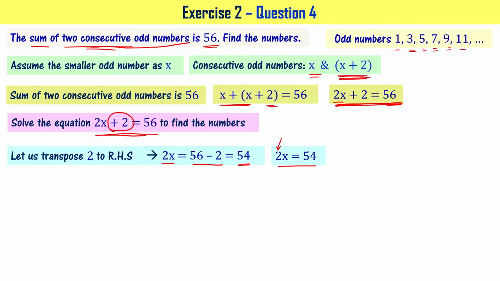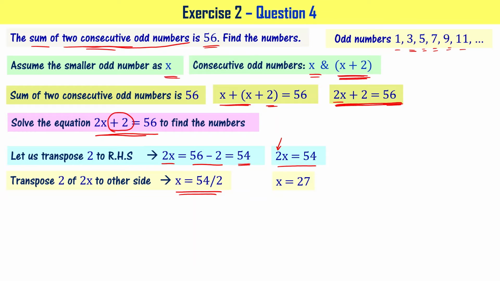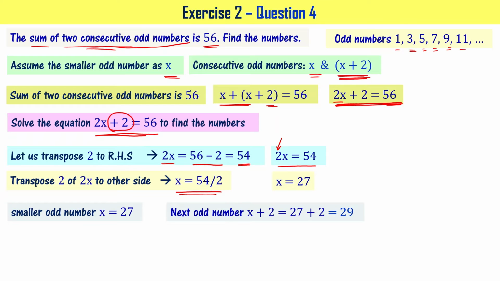Now look at this. 2 is multiplying x. Let me transpose this 2 to the other side. When you do that, the equation becomes x equal to 54 by 2, right? It means x equal to 27, right? Now we got one odd number. The second odd number is x plus 2, right? That is 27 plus 2, that is equal to 29. Now you see the two consecutive odd numbers we are looking for are 27 and 29, right?